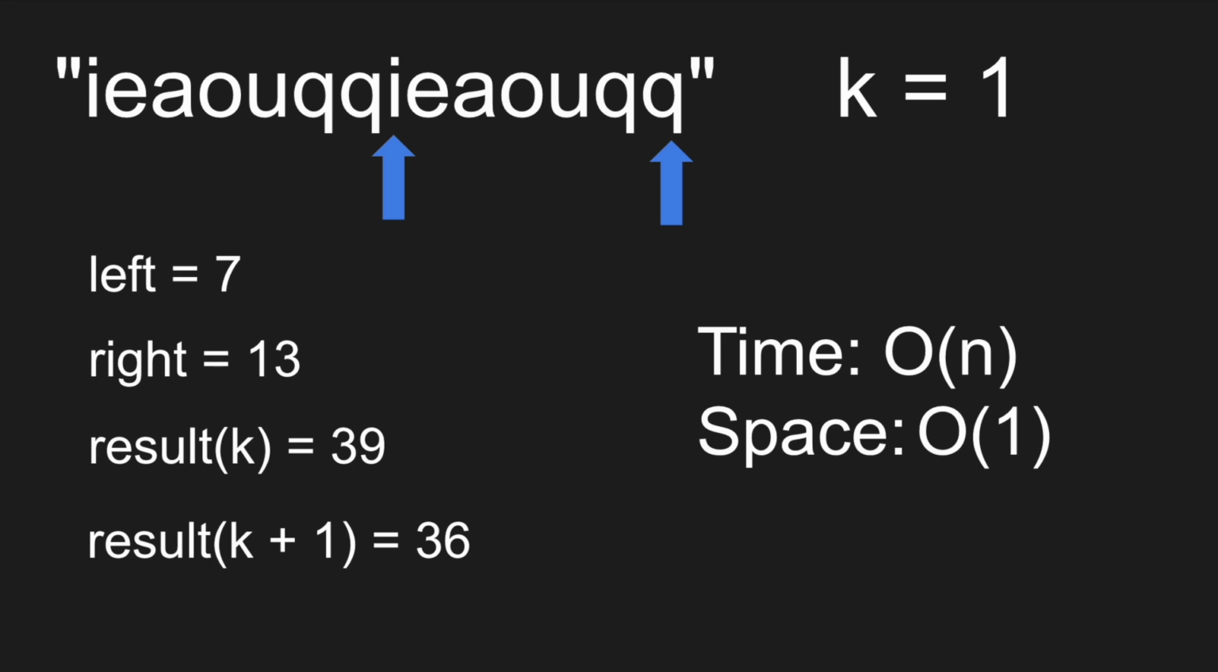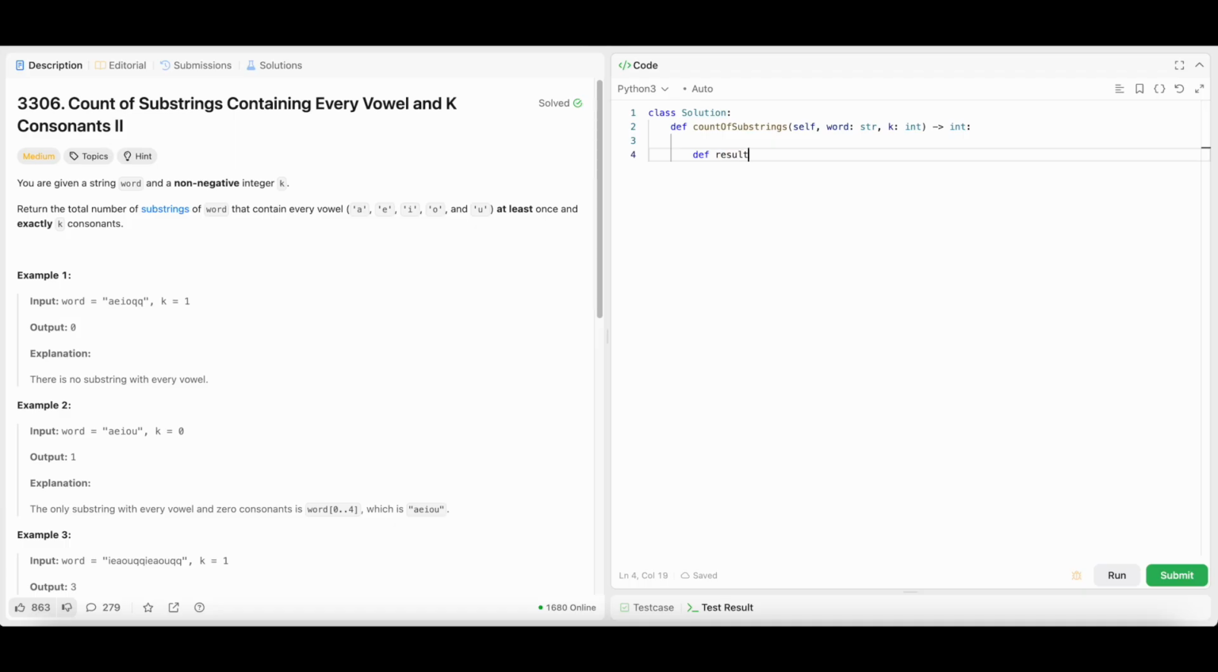So now let's get to the coding part. So first, we will write the result function. So we'll call the variable k. And for vowels, it will be the default dict of int. And to keep track of the number of consonants, we will use a variable started at 0. So the result starts at 0, and the left pointer will start at 0 as well. Now we will shift the right pointer.